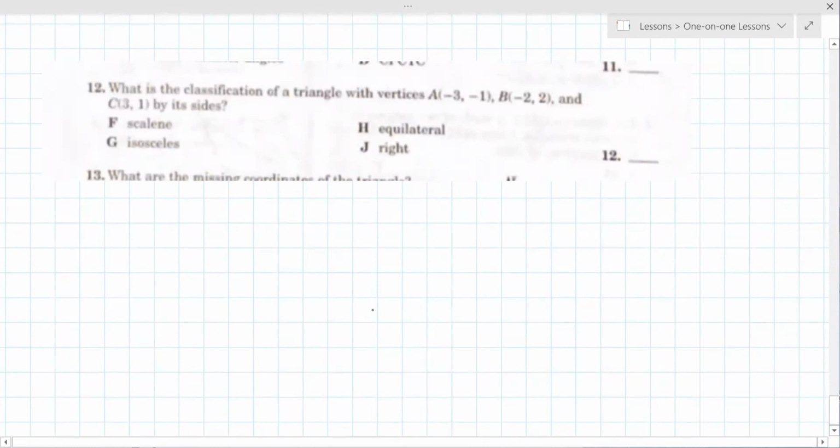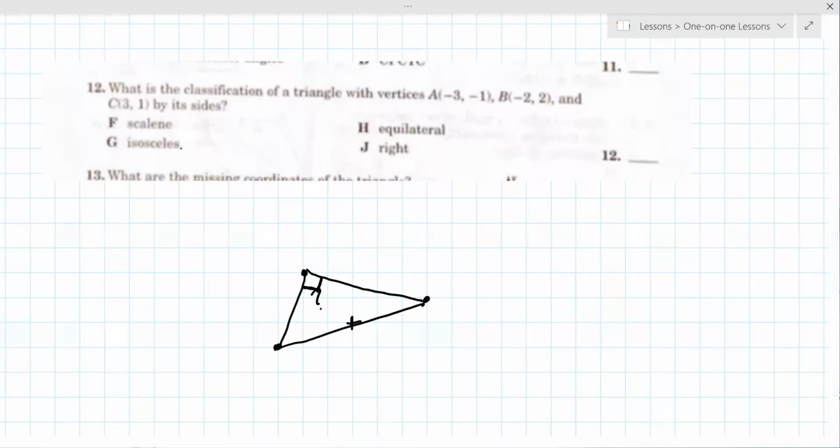Okay. So I'll do it here. (-3, -1), (-2, 2), and (3, 1) there. So nothing kind of obvious from it. If you draw this really well, it kind of looks like it might be a right triangle. Might be. We're not sure. Can you eliminate any of these though? Any of these 4? Just from sort of looking at it. Scalene, I agree. That's definitely out. Isosceles is probably out.